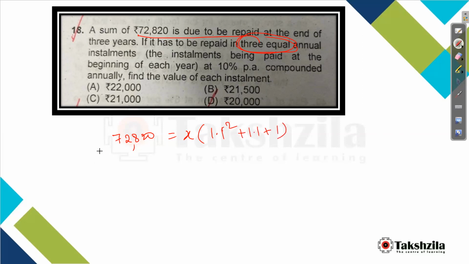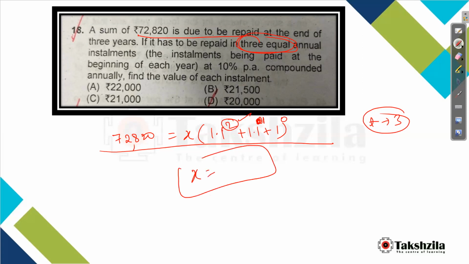That's it. 3 installments. So as told, the time is 3. So the first one will be less than 3: 3 minus 1, 2. Then 3 minus 2, 1. Then 3 minus 3, which is 0. So 1.1 to the power 0 is 1. So this is out, and this you have to solve for x. That's it. This was installment.